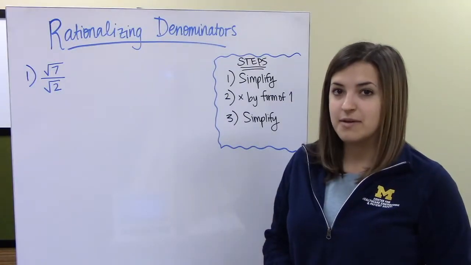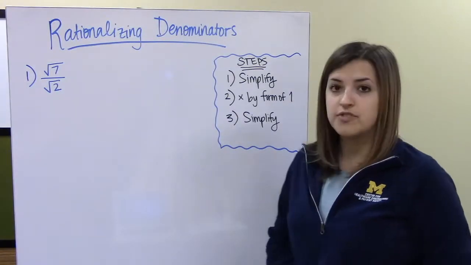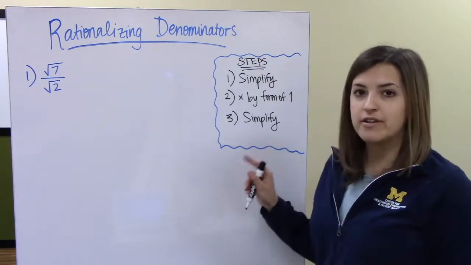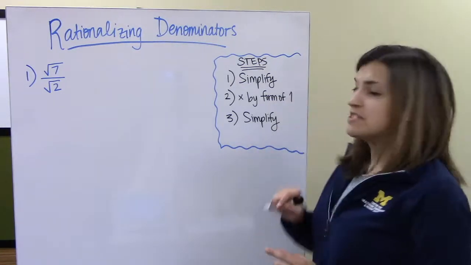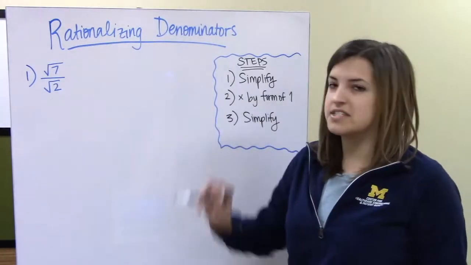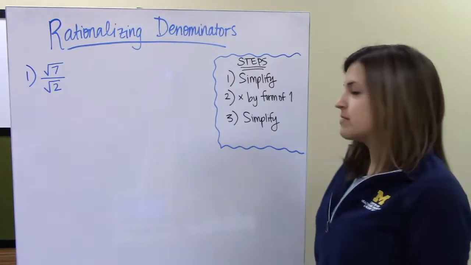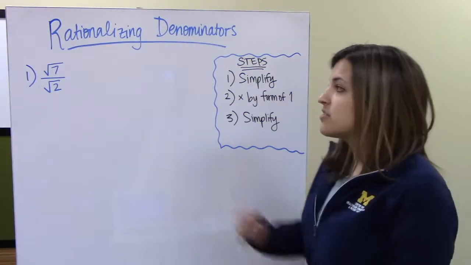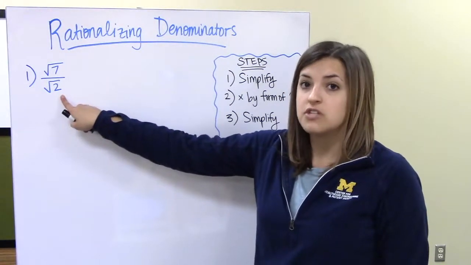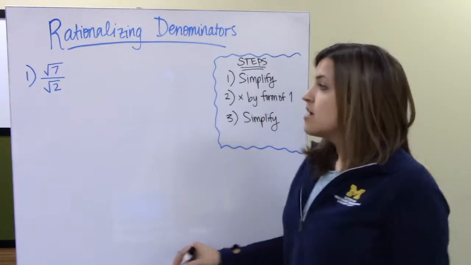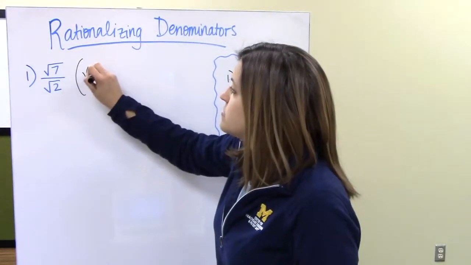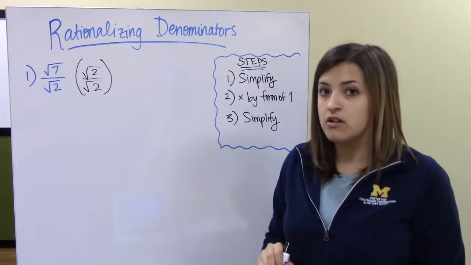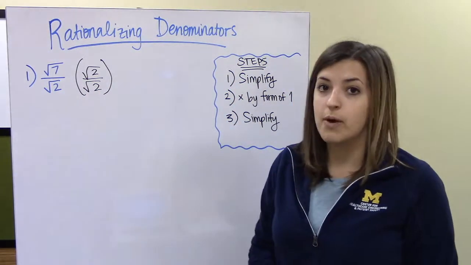All right, our first example is square root of 7 over square root of 2. So we're going to solve this using those steps we just outlined, and I put them right here in very simple terms. First step is to simplify if we can. This is already simplified as much as we can, so we have to go on to step number 2. We have to multiply by a form of 1 using the square root in the denominator. So I'm going to multiply this whole thing by square root 2 over square root 2. I'm not changing this problem at all because I'm really just multiplying by 1.